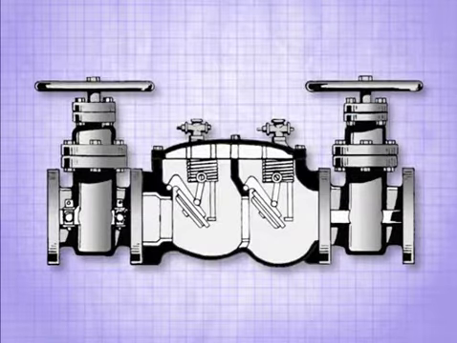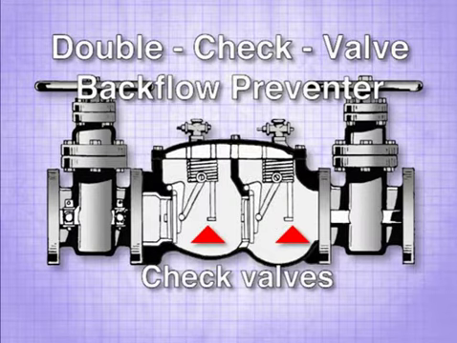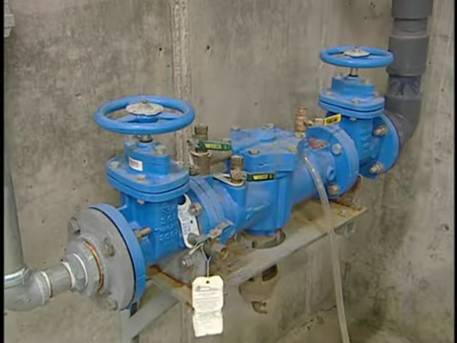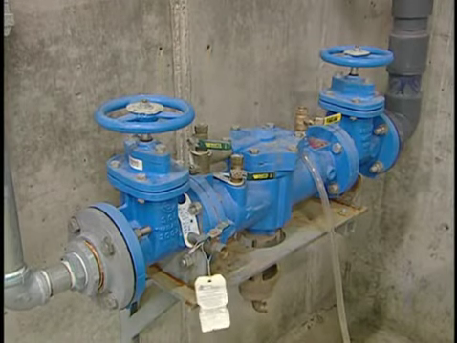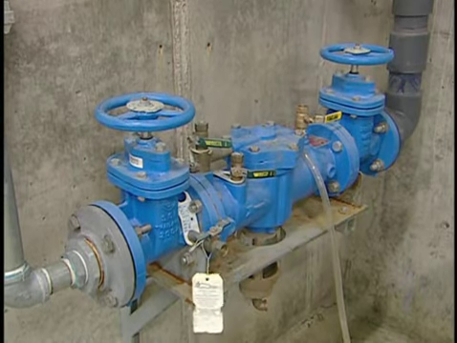A double check valve backflow preventer is designed similarly to an RPZ, except there is no relief valve between the two checks. The protection is not as positive as an RPZ because of the possibility of the check valves leaking, so they are not recommended for use in situations where a health hazard may result from valve failure.